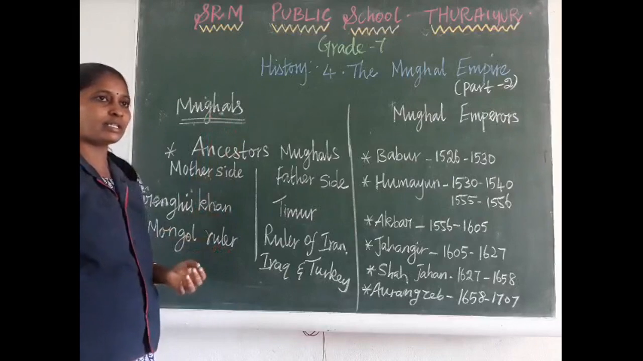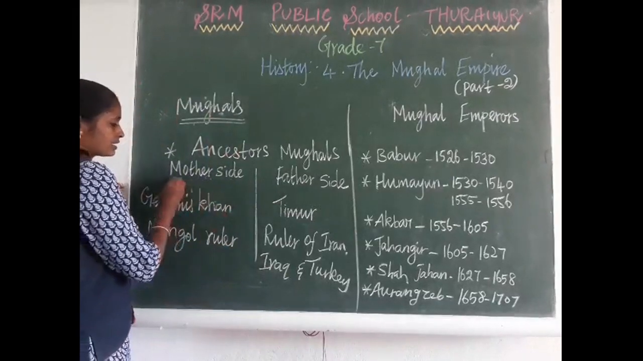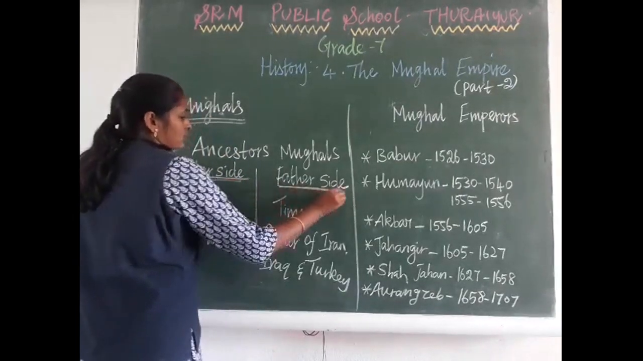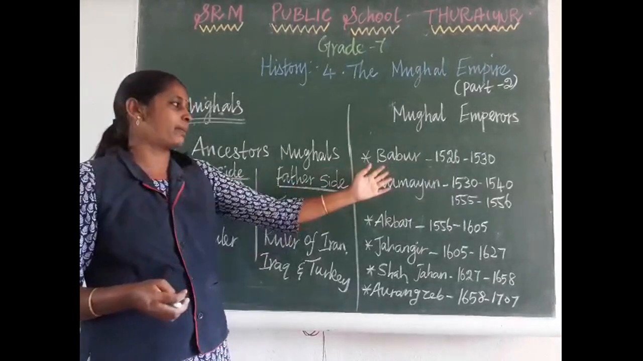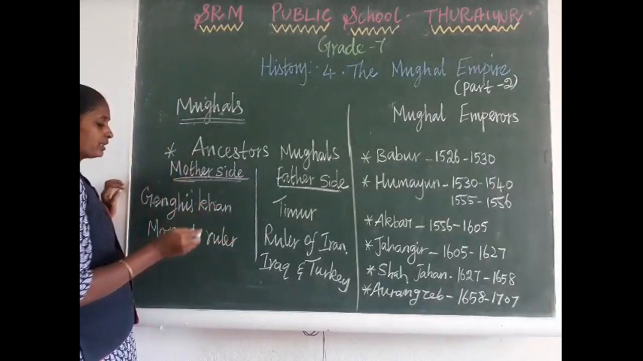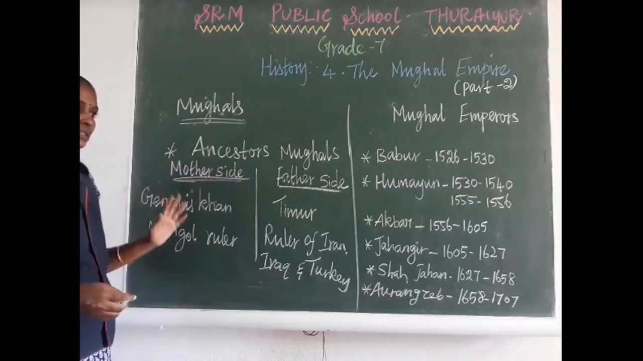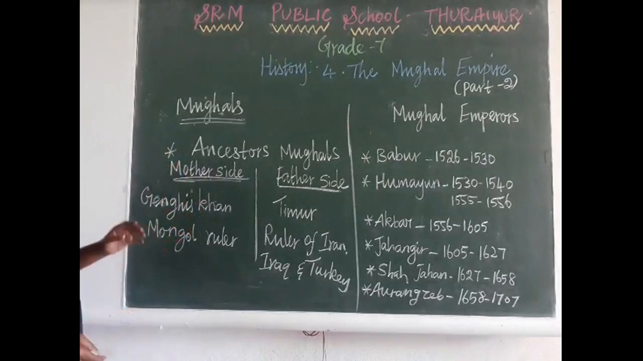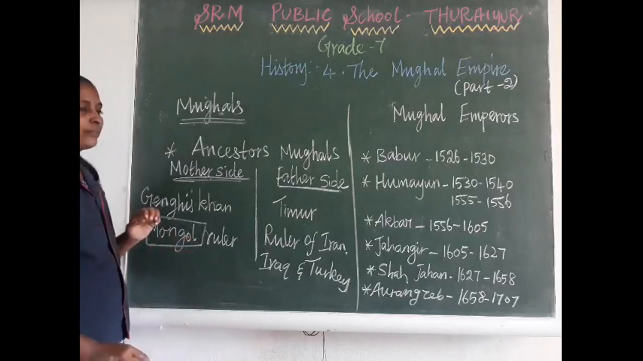Who are the Mughals? Who are their ancestors? We discussed two sides: the Mughals' mother side and father side. From Babur, who was the founder of the Mughals, Babur's mother side ancestor was Genghis Khan. He was the ruler of Mongolia.